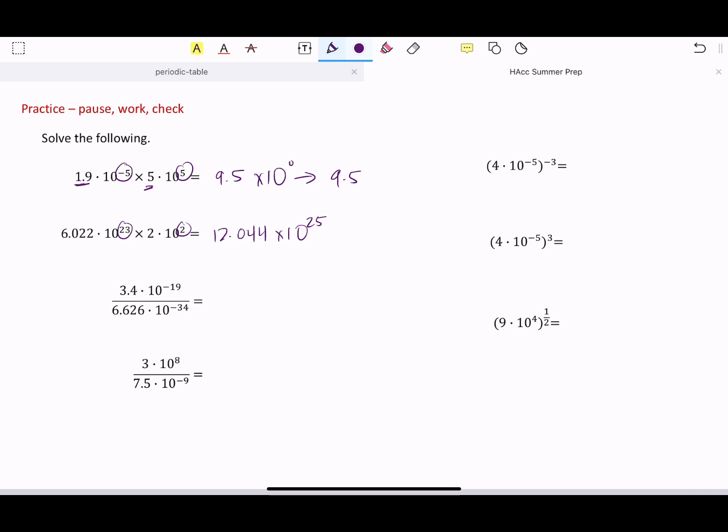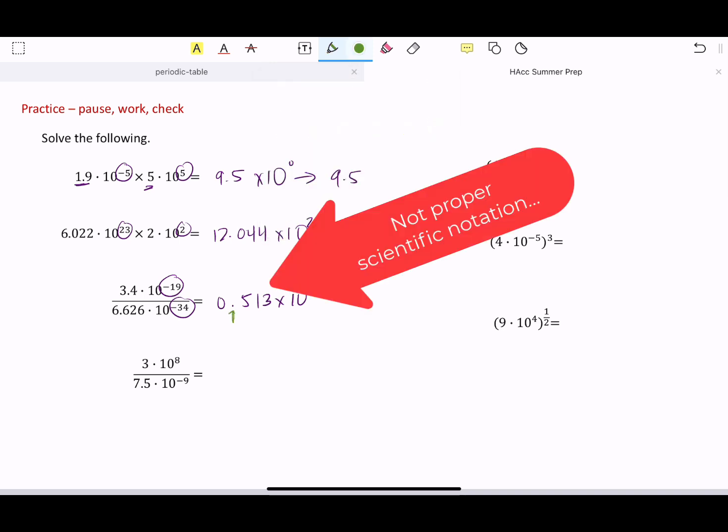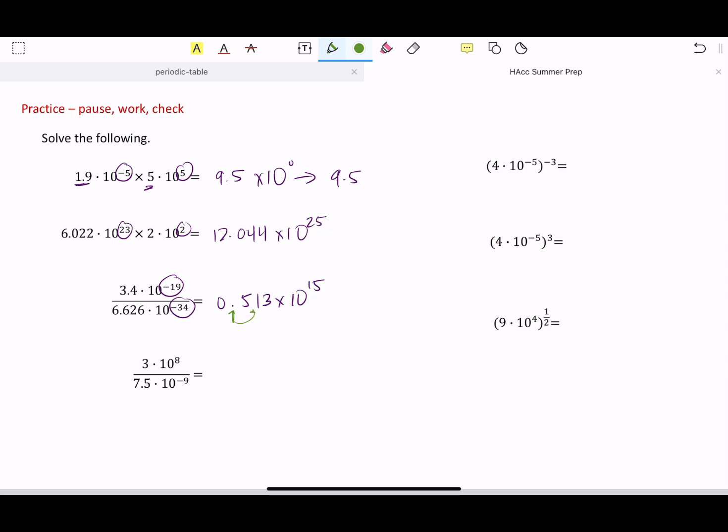Next up, I've got 3.4 divided by 6.626, and that's going to give me 0.513, and I'm going to subtract those exponents, so that's negative 19 minus negative 34, which means plus 34, which gives us that. And again, thinking about how to manipulate our scientific notation, if this is here, and I need it to be here, then I'm going to have to adjust this. So this is going to be 5.13 times 10 to the 14th, as in now I have to move one place less than I did previously.